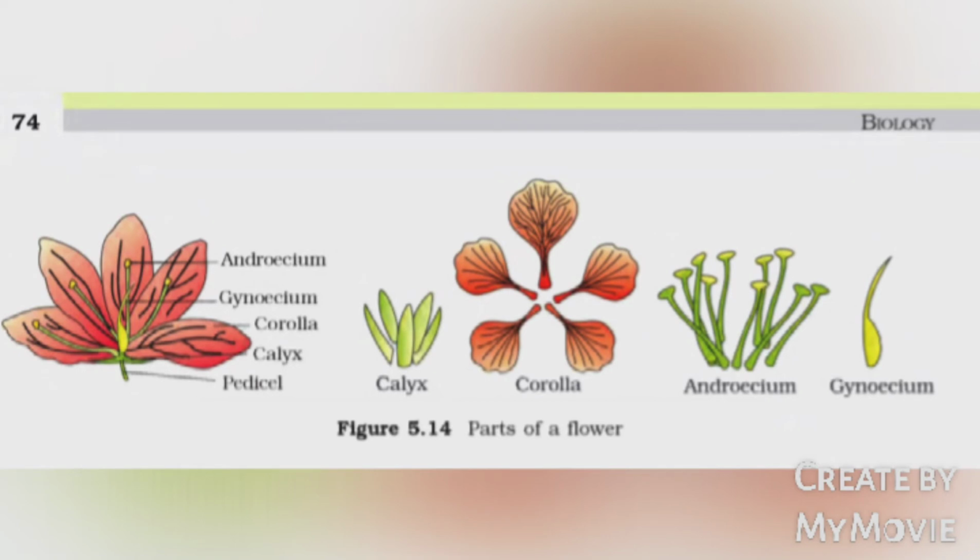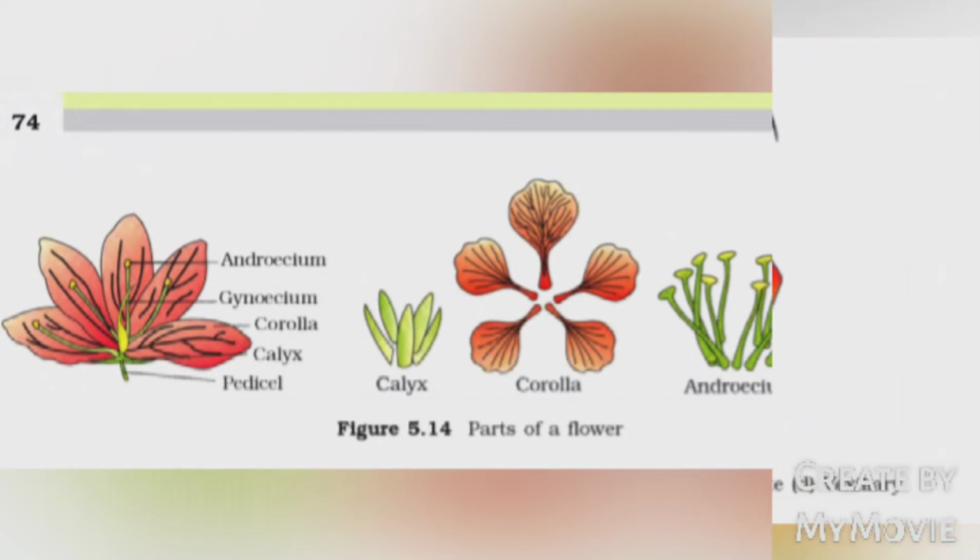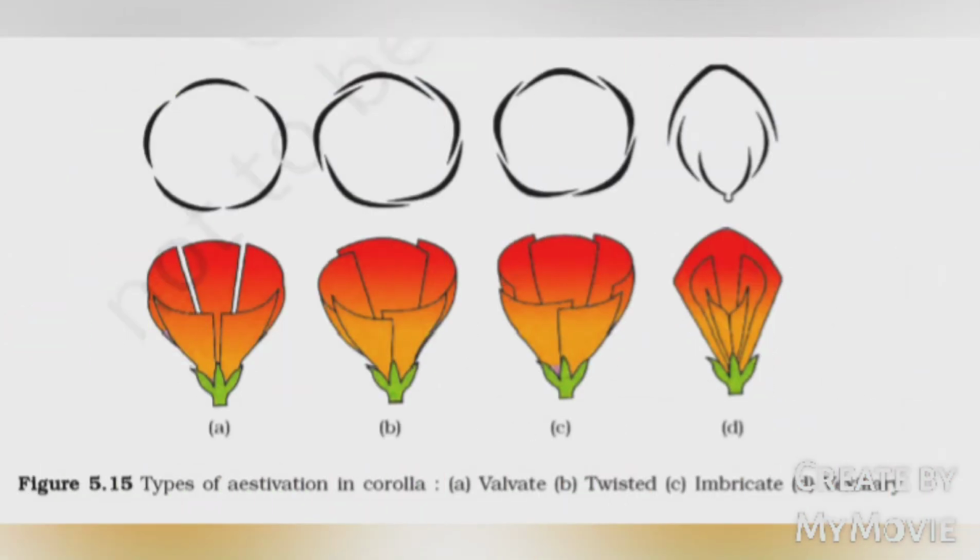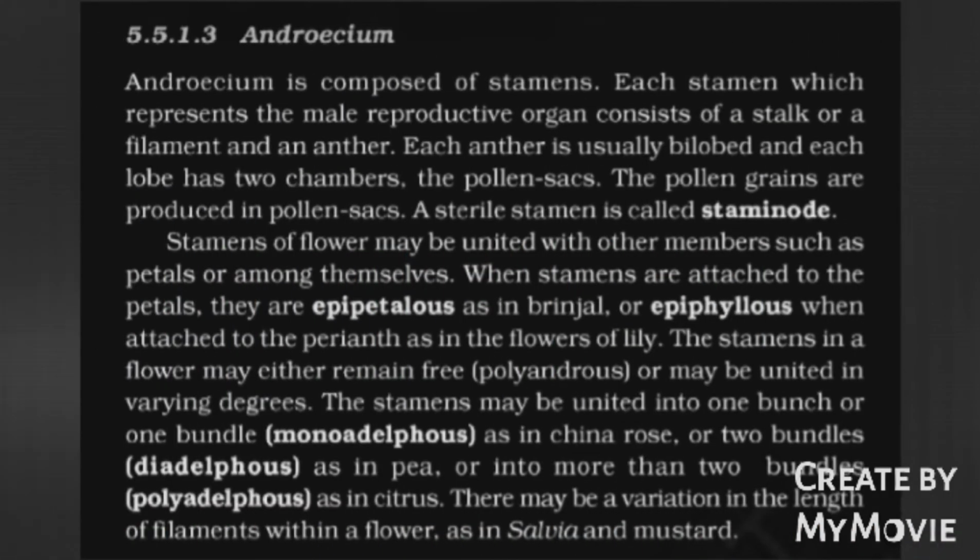Figure 5.14. Parts of a flower. Figure 5.15. Types of estivation in corolla. A. Valvate. B. Twisted. C. Imbricate. D. Vexillary.